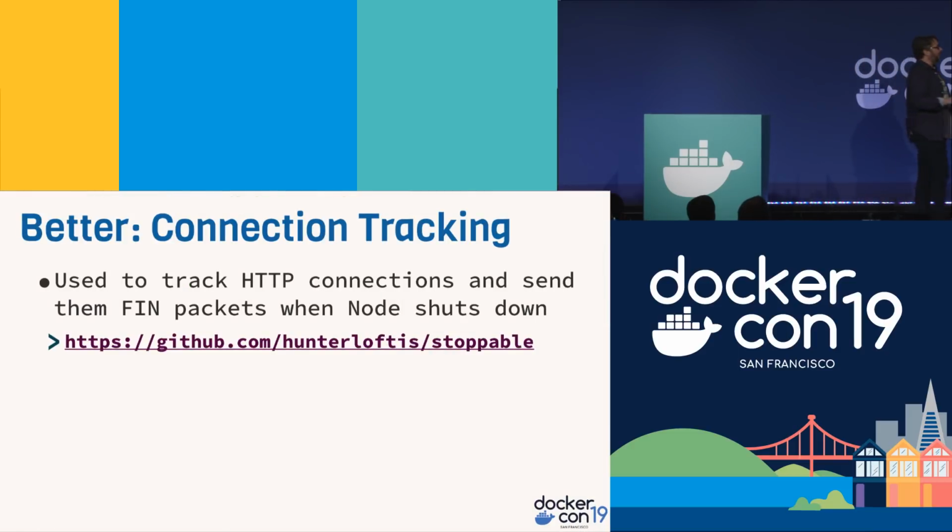This is the better one. And I wasn't going to show the code because it's a whole repo. Stoppable is pretty great because what it does is it tracks web connections and properly controls each connection every time by sending them a FIN packet that basically tells the client connection, please reestablish connection, and hopefully your load balancer knows that your Docker container is shutting down and will direct them somewhere else.